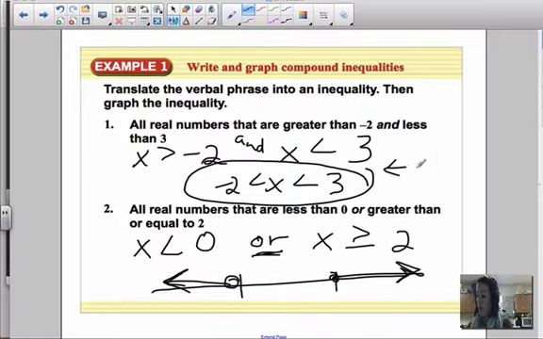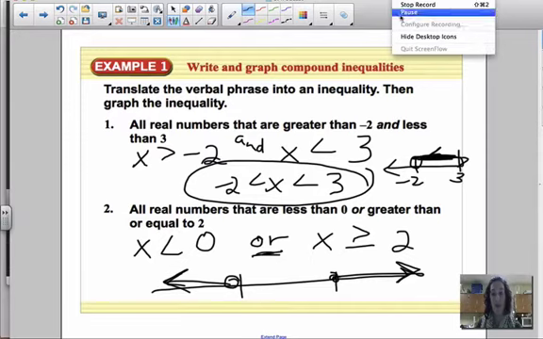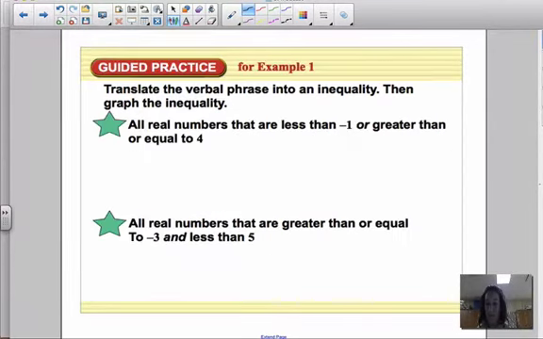Unlike this statement up here, if I were to graph it, x is greater than negative 2 would go that way. Less than 3 would go in. So I have a compound comparison right there. They have something in common. All right, go ahead and try these two problems on your own.